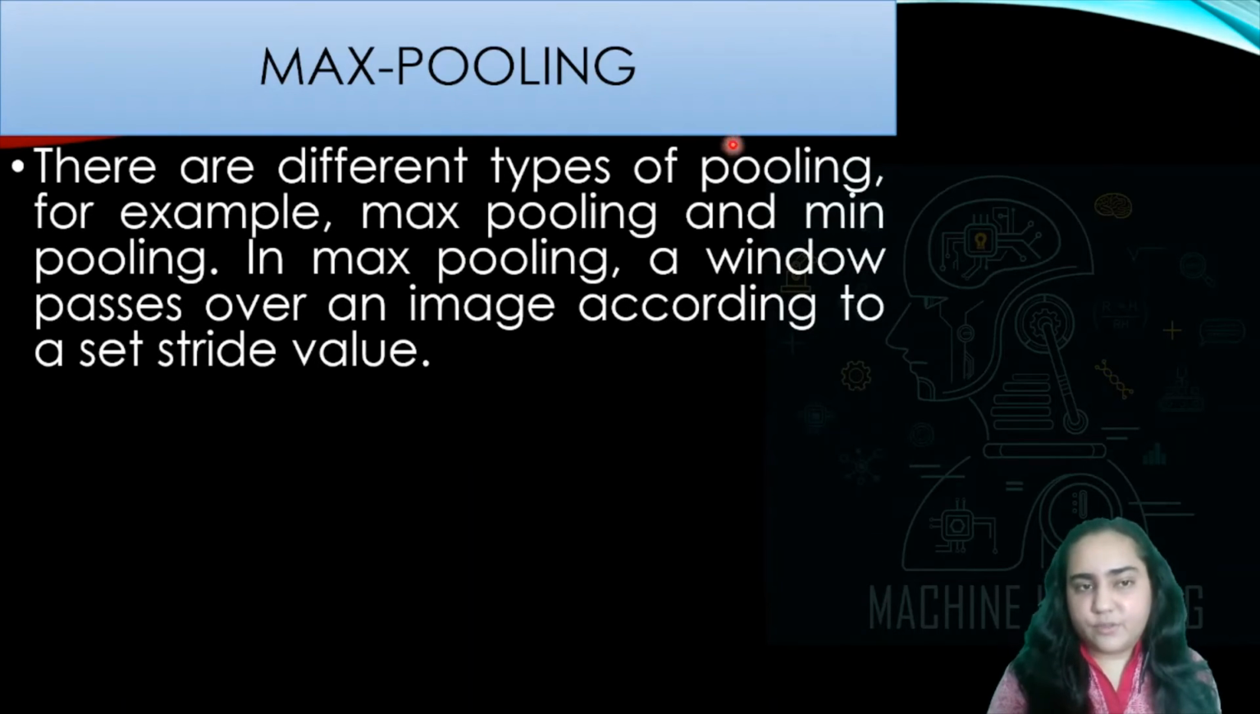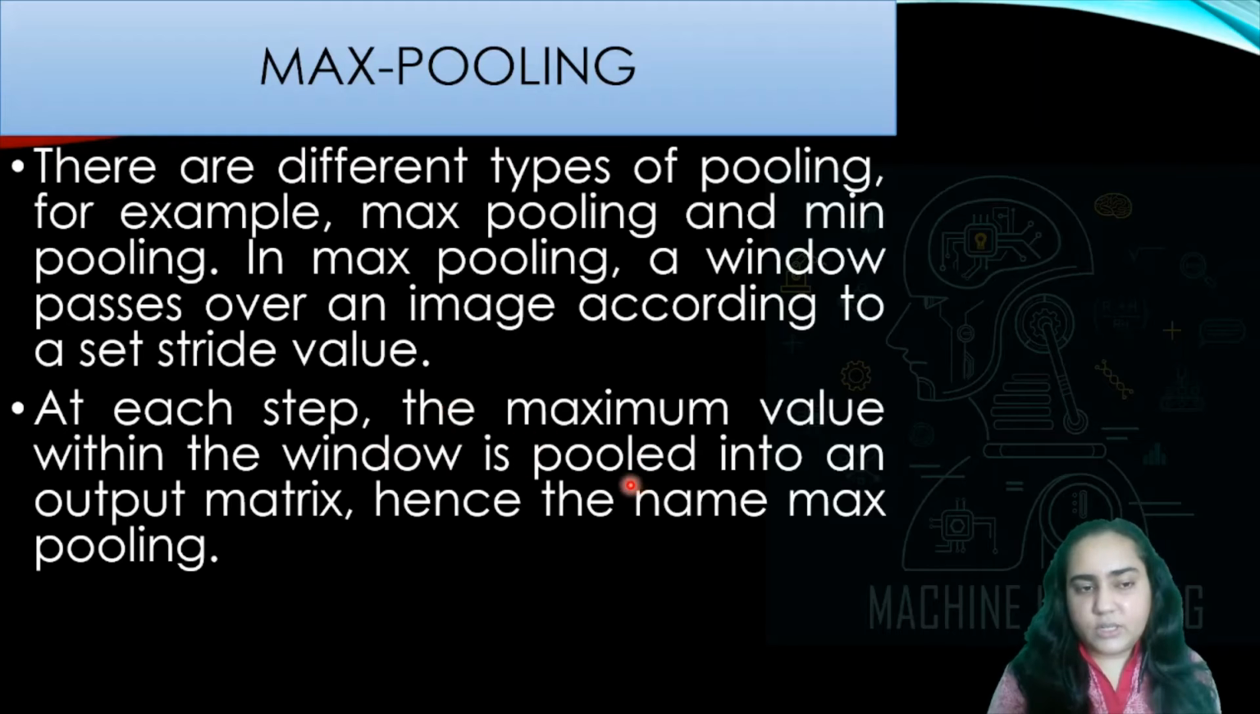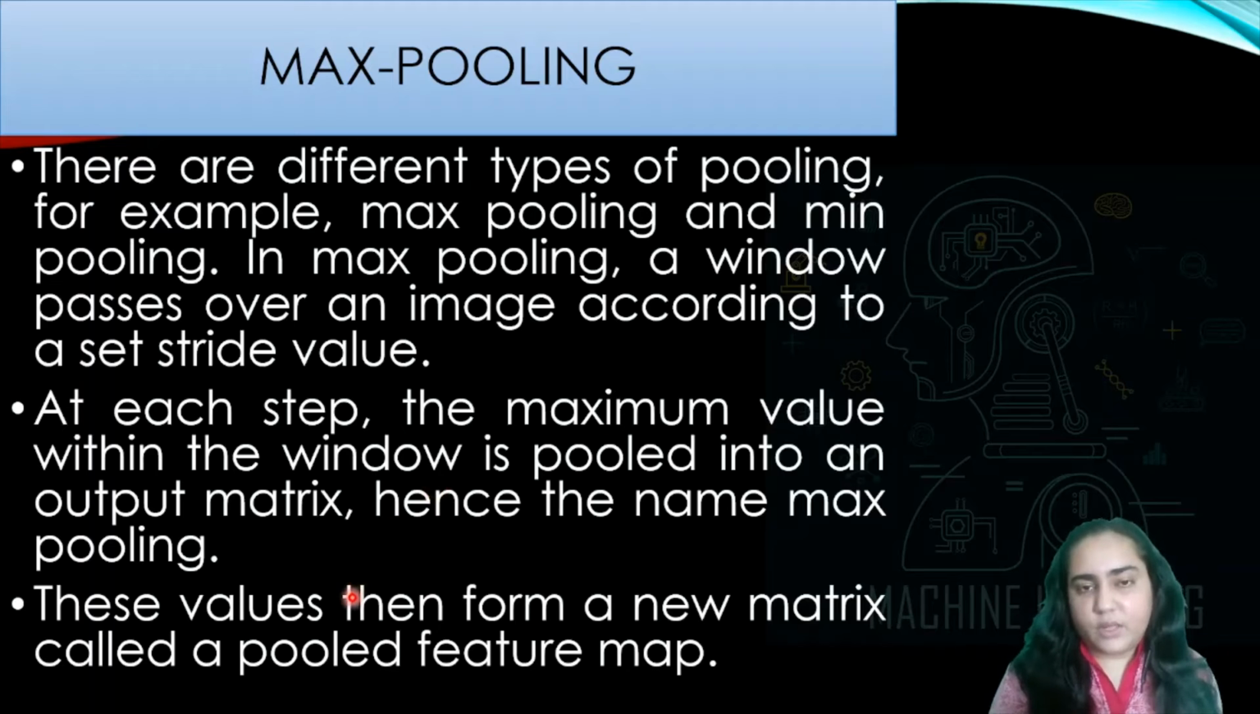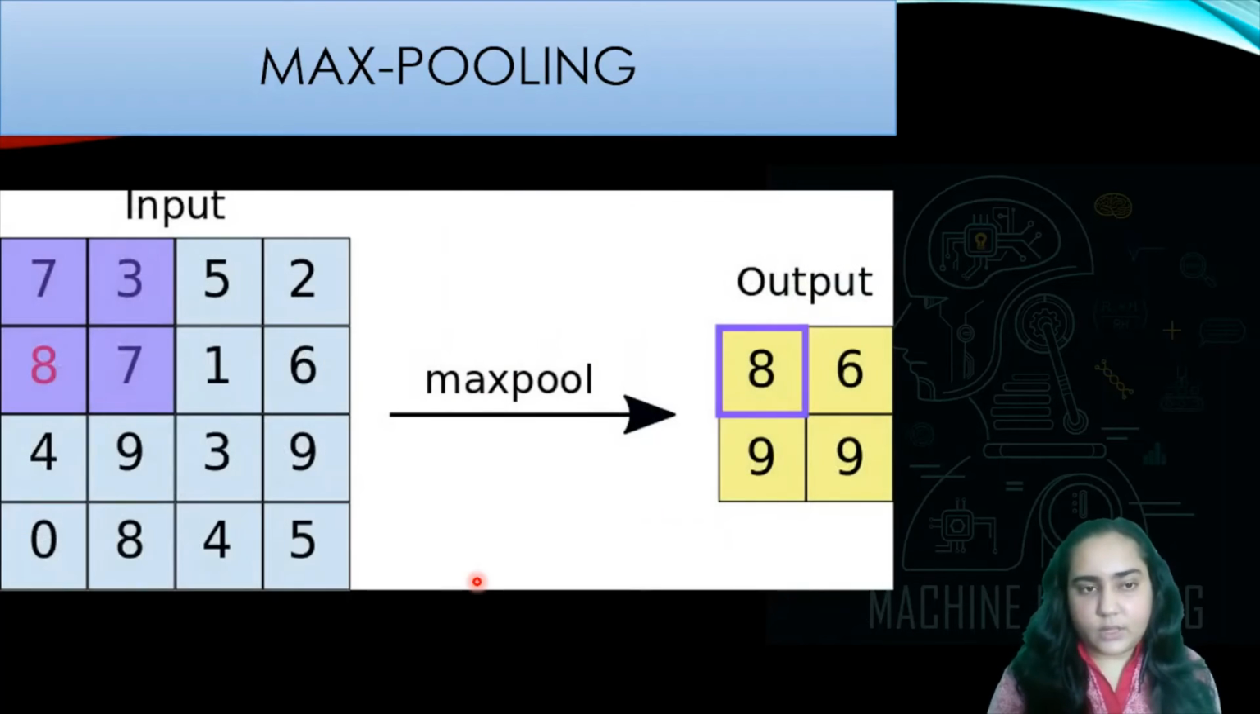And there are different types of pooling. We have max pooling, min pooling. In maximum pooling, we have a window that passes over an image according to a set stride value. And then at each step, it takes out the maximum value, which is pooled into an output matrix. And so it is known as a max pooling function. And if you had a min pooling function, instead of taking the maximum value, you would take the minimum value. And then these values together would form a new matrix, which is known as a pooled feature map. Let's take a look at it.